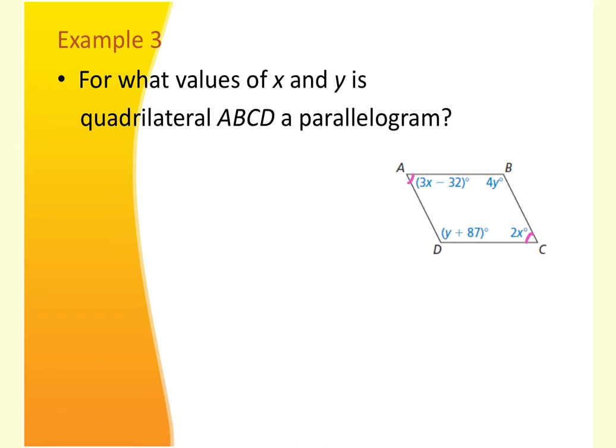If it was x and x consecutive, now I would use that they are supplementary, okay? But because the x's are across from each other and the y's are across from each other, I use opposite angles are congruent. So 3x minus 32 would equal 2x. Subtract. x is 32.